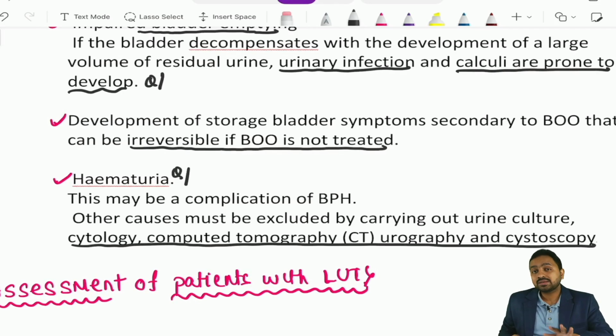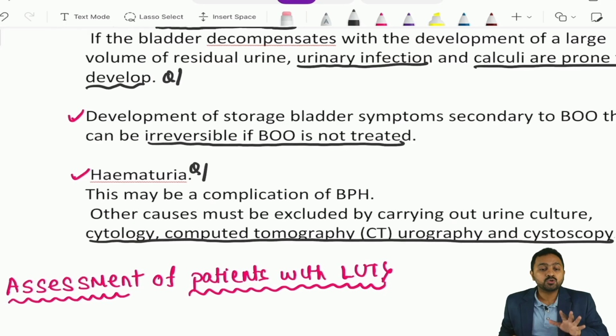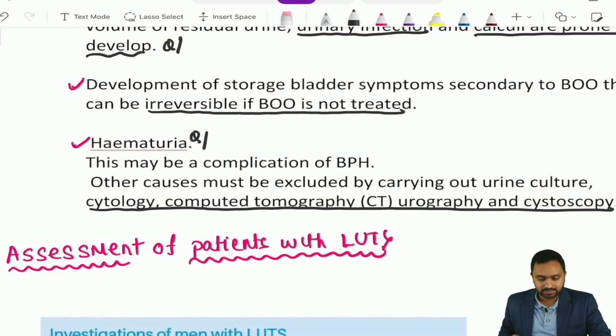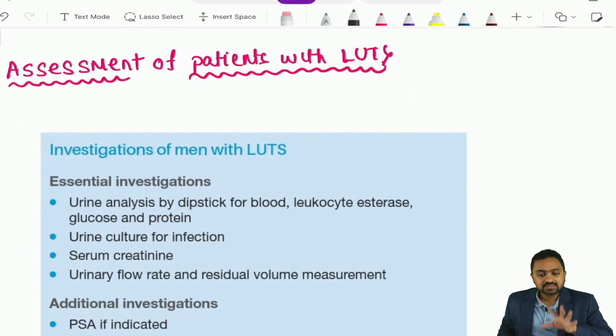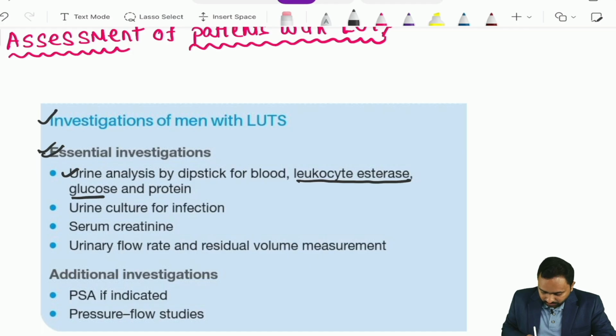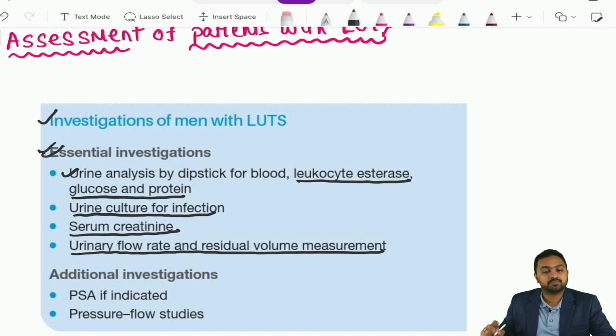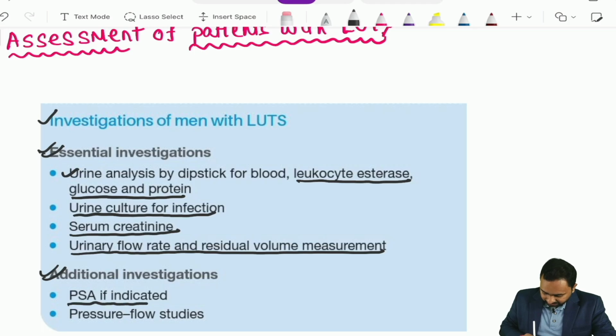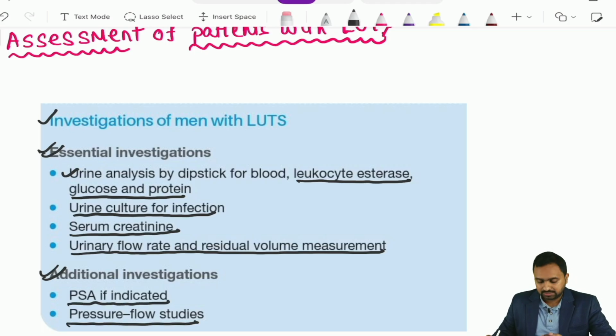So, now coming to the next segment, how do you assess these patients with LUTS? I have taken this important table from Bailey and Love. Your essential investigations include urine analysis by dipstick for blood, leukocyte esterase, glucose and protein. Then you have urine culture for infection, serum creatinine, and urinary flow rate and residual volume measurement. Then you have additional investigations which include PSA if indicated and pressure flow studies.